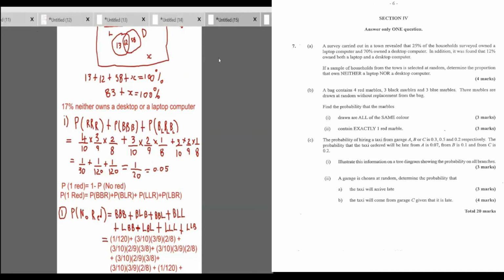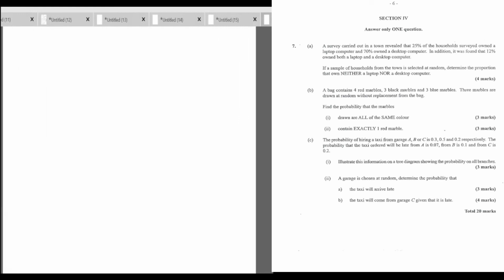Now let's go to part C. Part C says the probability of hiring a taxi from garage A, B, or C is a half, 0.5, and 0.2. The probability that the taxi ordered will be late is 7% from A, 10% from B, and 20% from C. Use a tree diagram. Nice and easy, tree diagrams are so easy. So first and foremost, recognize that you have 3 taxis.